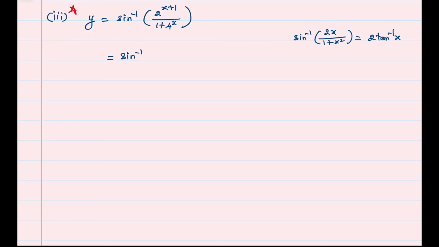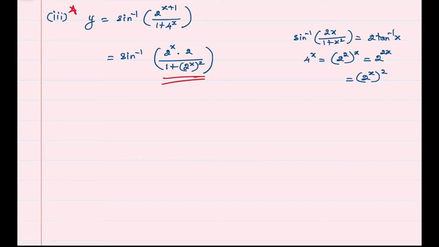Sine inverse of, I can split this power as 2 power x into 2, divided by 1 plus 4 raised to x, which can be written as 2 square whole power x, which is 2 power 2x, and I can write this as 2 raised to x the whole square. It's the same, x into 2 is also 2x. So I will write it as 2 raised to x the whole square. Now this function is in this form where x is 2 raised to x. So using that formula, this becomes 2 tan inverse of x, where x in this function is 2 raised to x.